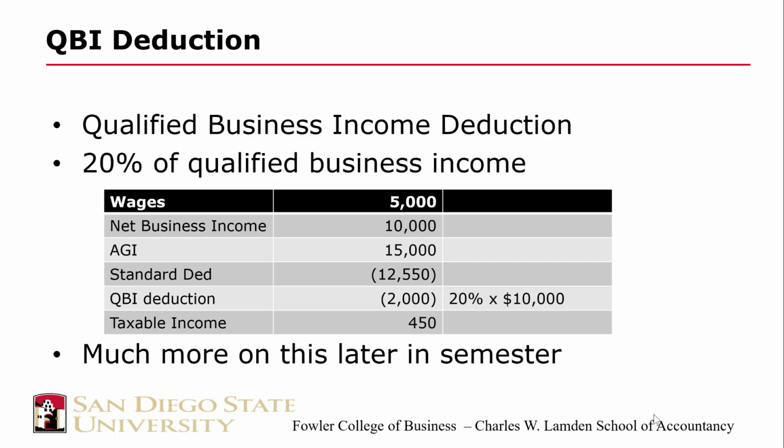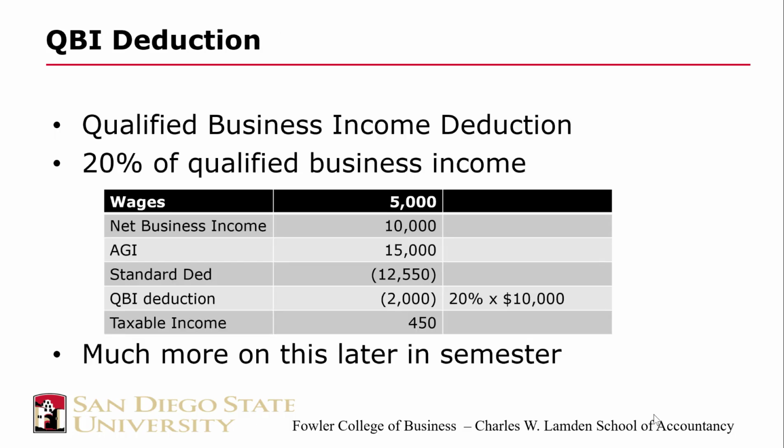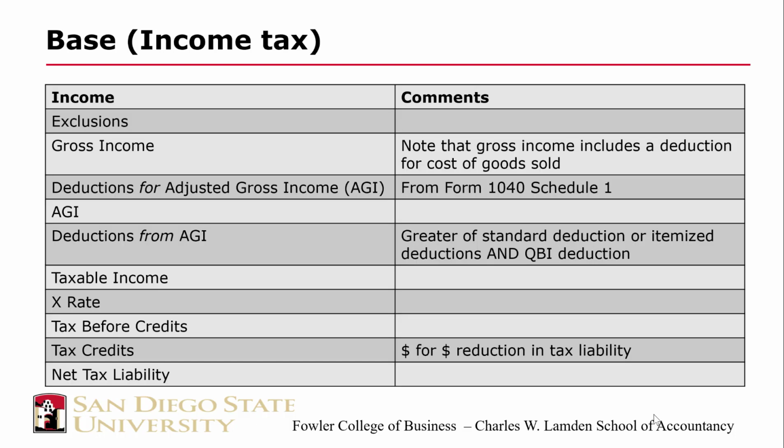So in this instance, the taxpayer has business income of $10,000. We'll assume it's all qualified. 20% of $10,000 gives them an additional $2,000 deduction. And you can see what it does is it serves to reduce their taxable income. We will do much more of this later in the semester because I am seeing questions on this pop up on the CPA exam, so I know they're paying attention. By the way, that expires also at the end of 2025.